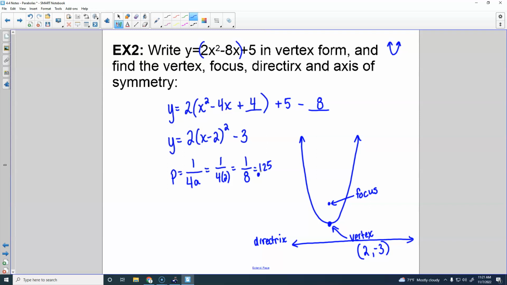Now this time for our focus, we're starting at our vertex and we're going up 0.125. So which coordinate needs to change? Y. So it's going to be 2, and then negative 3 plus 0.125 is going to be negative 2.875. There for our focus. We're adding, but because it's negative, it looks like we're subtracting.